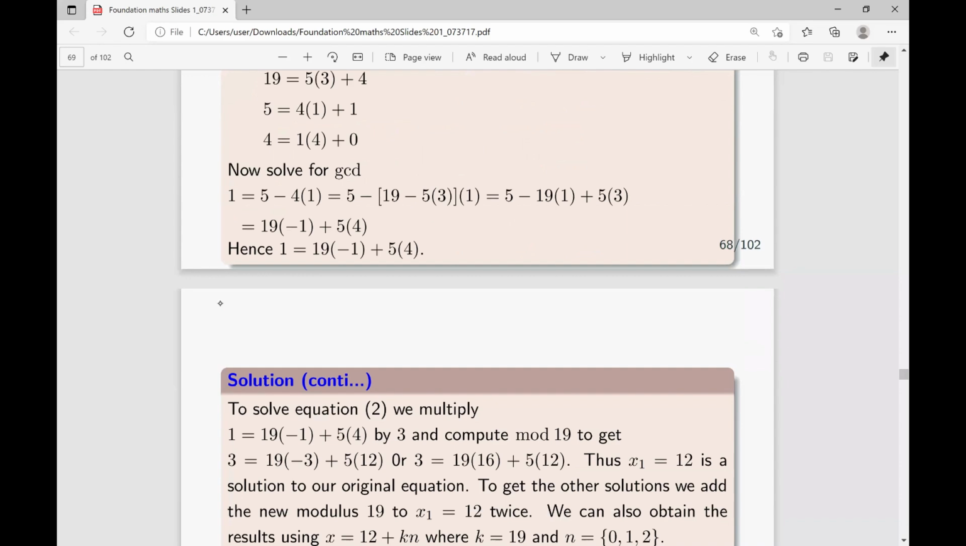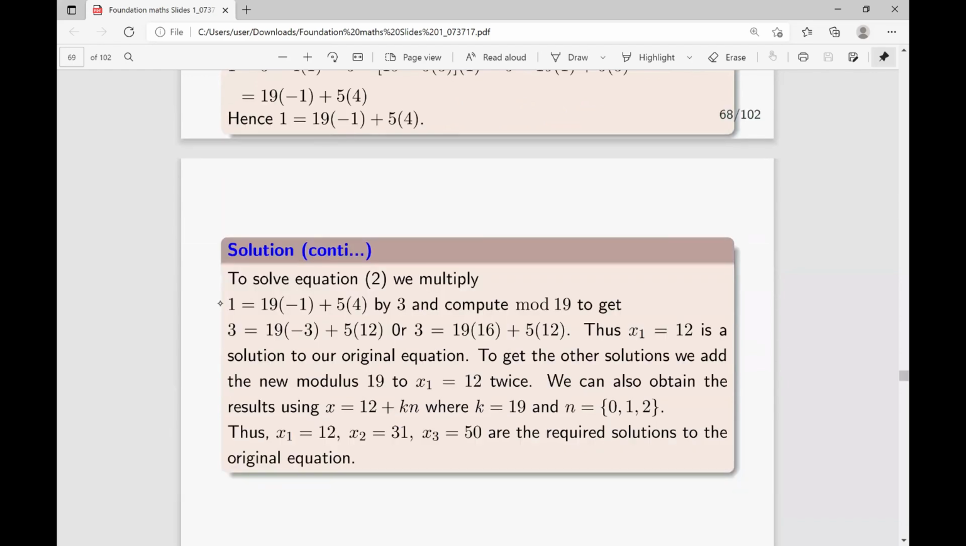Now, so the working is here. I've shown the working, and I've shown up to where I have those three solutions: x1 being 12, the other one 31, the other one 50. And I defined my t to be 0, 1, and 2.